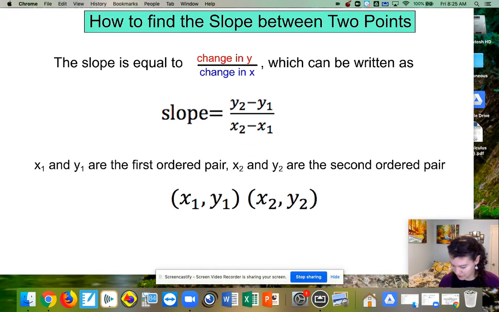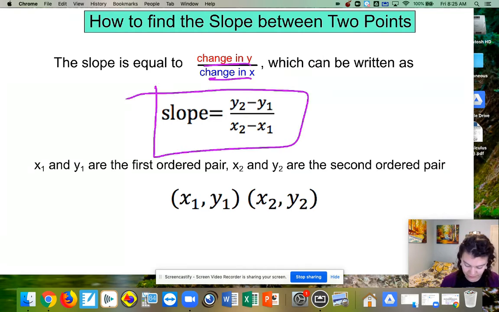All right. So last concept here is how do we find the slope between 2 points? So it doesn't give us a graph. It doesn't give us anything else. We want to find it between 2 points. And there's a formula for that. So it's the change in y over the change in x. And this is that formula. So if you have 2 points here, you have an x and a y and an x and a y. You always want to take the second y minus the first y divided by the second x minus the first x. And that will give you your change in y. So this is the change in y, and this would be your change in x.